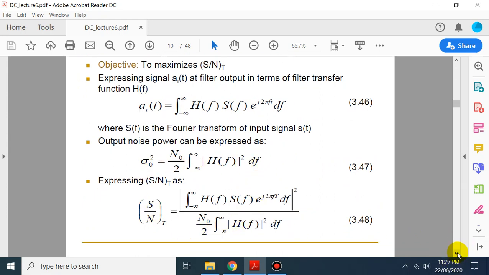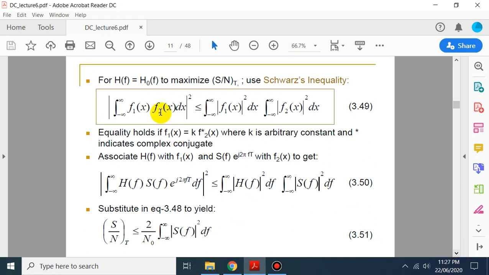Now moving further, for H(f) equal to H_0(f), to maximize the signal to noise ratio, we use the Schwarz inequality. I hope you already know the Schwarz inequality from calculus or other courses, but if you don't, we will go through this mathematical representation.